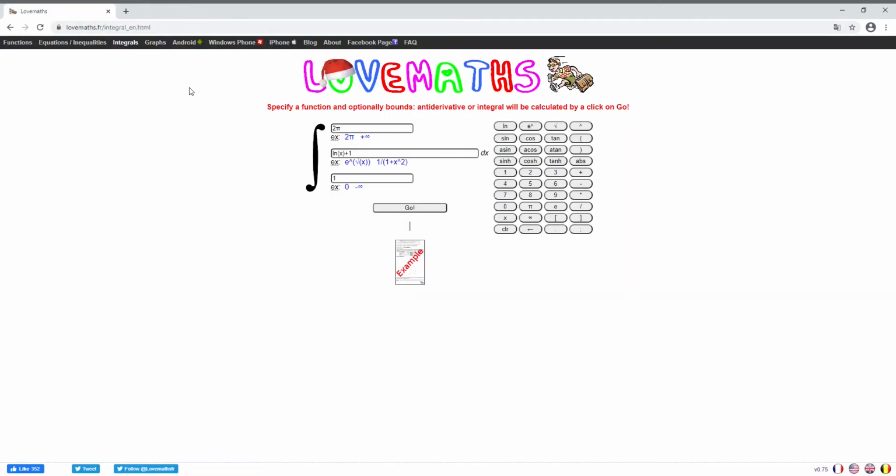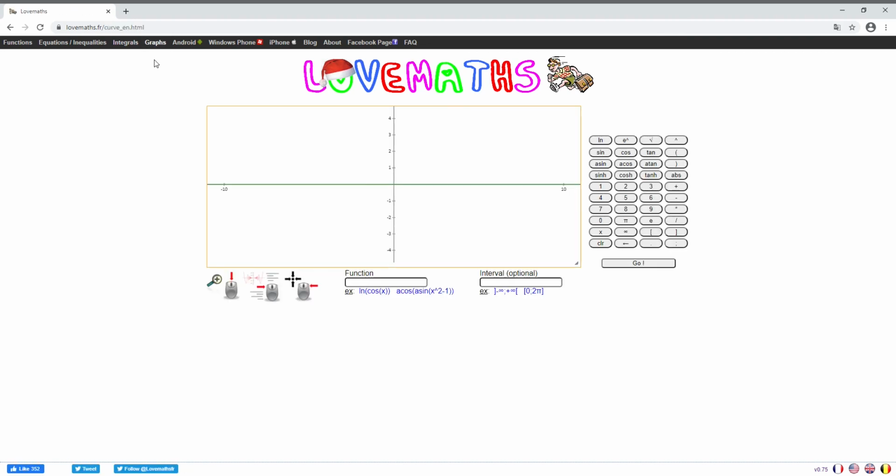Still another possibility of LoveMath is to trace some curves of function. So for example, here we can trace the curve of our favorite function, log of x plus 1. After I click on Go, I can move the curve, I can zoom in, I can zoom out, and so on, and come back to the initial settings by pressing the right mouse button.